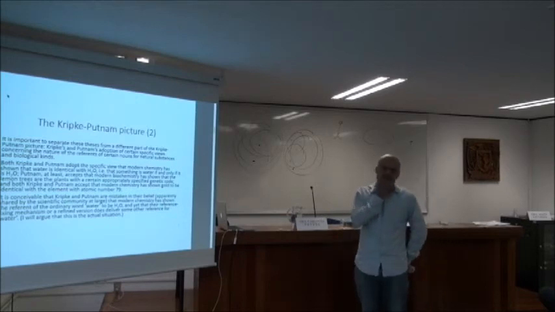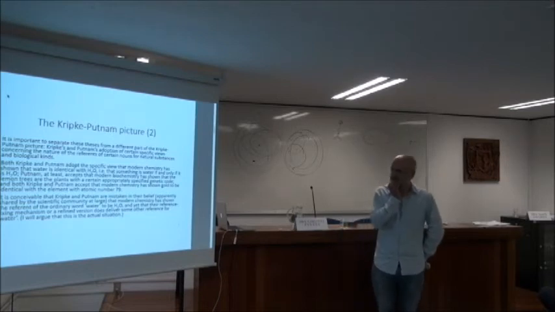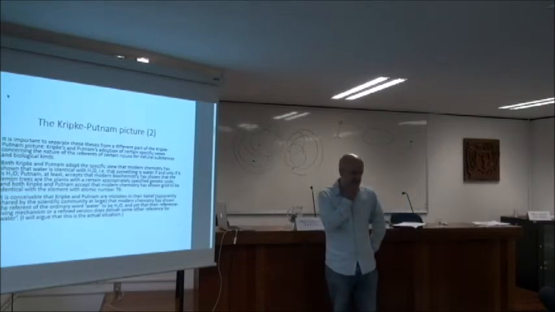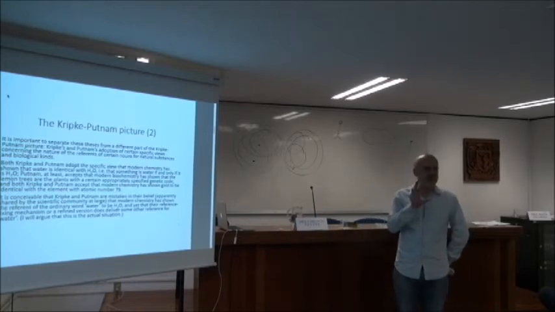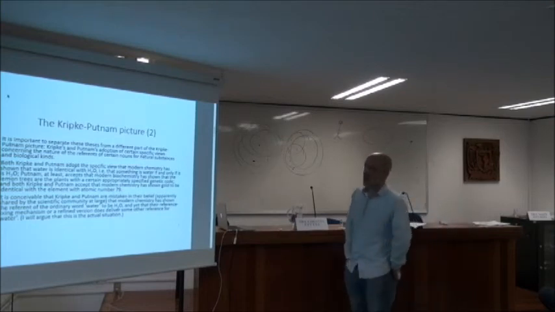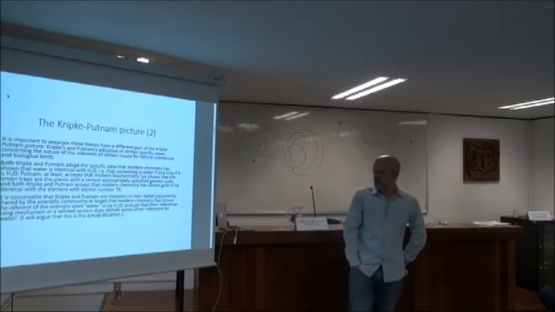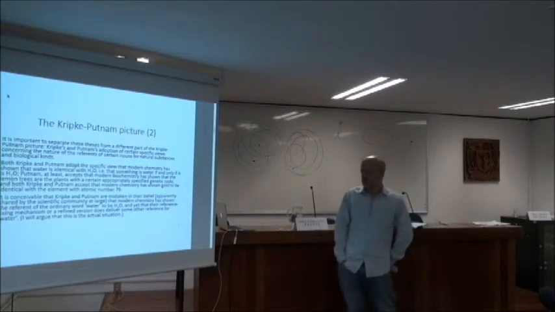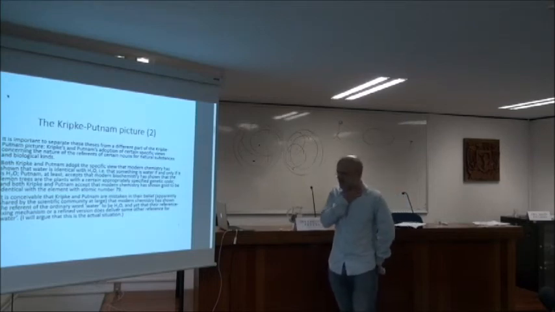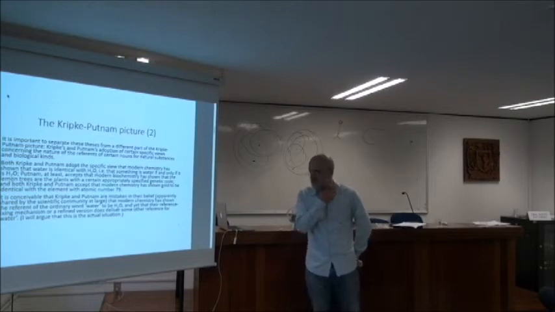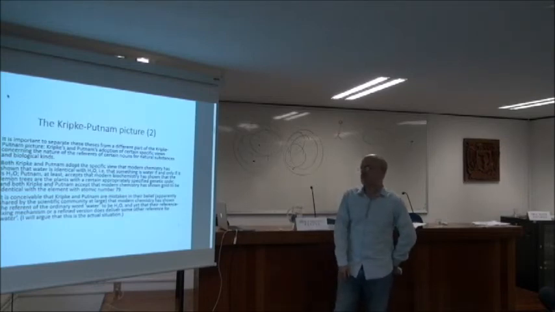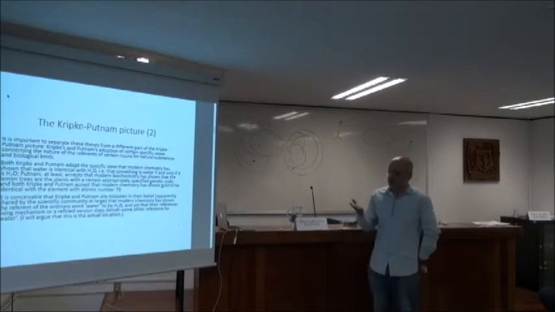Now, I think it's important to separate this thesis about how reference is fixed, the mechanism of reference fixing, from a different part of the Kripke-Putnam picture, which is their adoption of certain specific views about the nature of the reference of at least many natural nouns for natural substances, biological kinds and phenomena. So, for example, both Kripke and Putnam adopt the specific view that modern chemistry has shown that water is identical with H2O. That something is water if and only if it is H2O. Putnam, at least, and I'm not so sure about Kripke here, accepts that modern biochemistry has shown that lemon trees are the plants with a certain appropriately specified genetic code. And in the case of gold, the noun gold, both Kripke and Putnam accept that modern chemistry has shown it to be the element with atomic number 17.